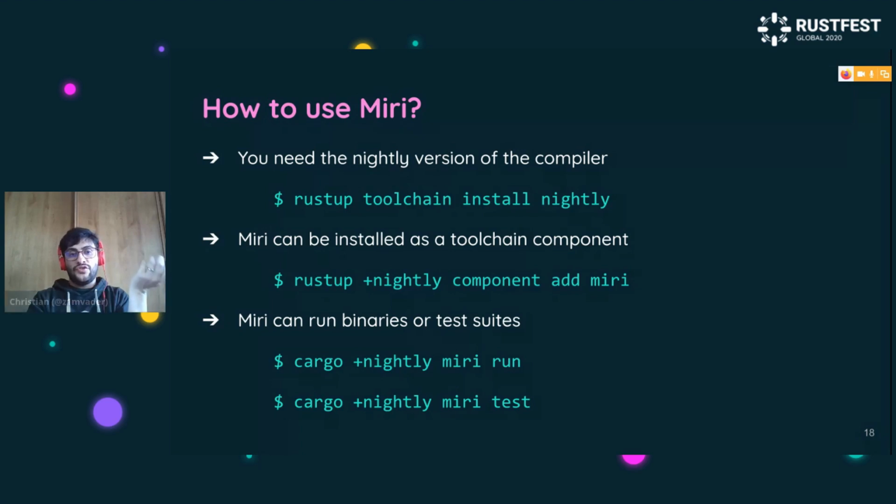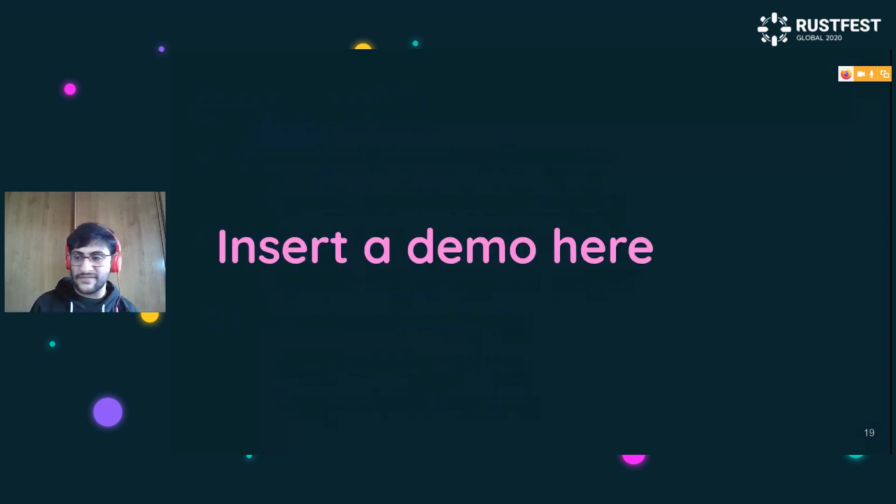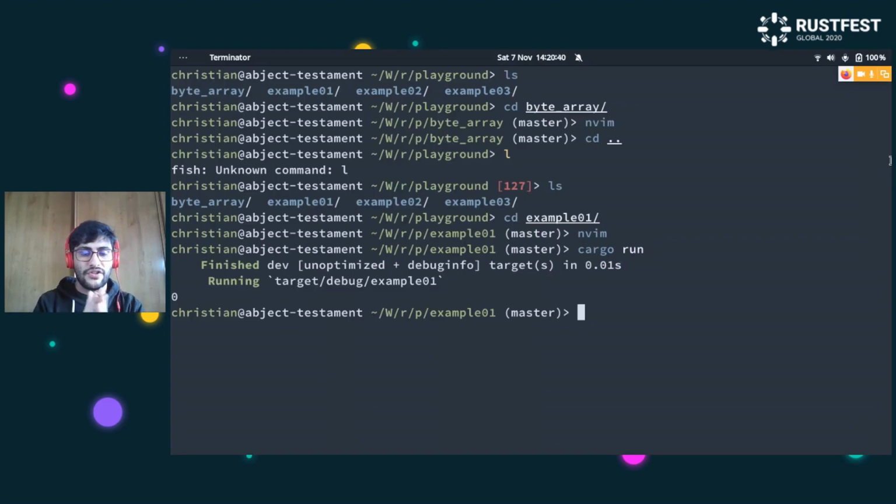So how to use Miri? You need the nightly version of the compiler to do this. So if you have rustup, you have to install the nightly toolchain. You can do this by running rustup toolchain install nightly. And then you can install Miri just as a component. It's the same as installing Clippy or rustfmt or whatever. You just have to do rustup component add miri. And then after Miri installs, it has to download some additional stuff. It takes a while compiling, but then you can run binaries. You can run your whole program if you want with Miri, or you can run just your test suite if you have tests.